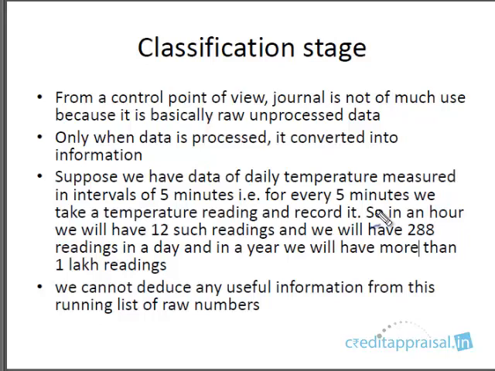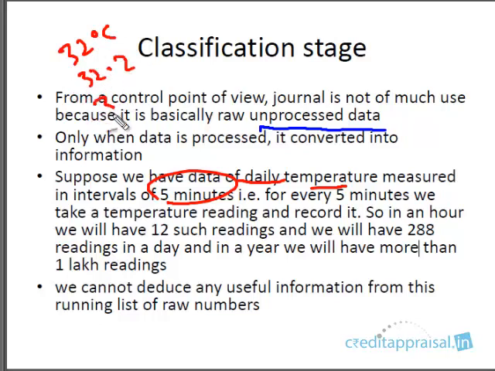Please note that the journal by itself is of no use to us. So what does the journal tell us? Journal is basically unprocessed data, right? It is only a chronological entry. Take this example where we are maintaining the daily temperature for every 5 minutes. So now the temperature is 32 degrees centigrade. After 5 minutes, I take a fresh reading. It is 32. In the next 5 minutes, I take 31.